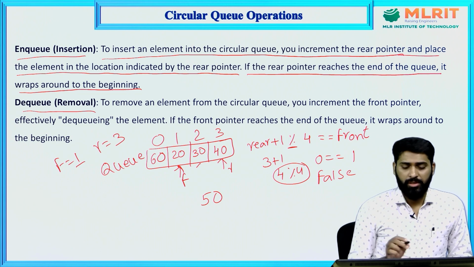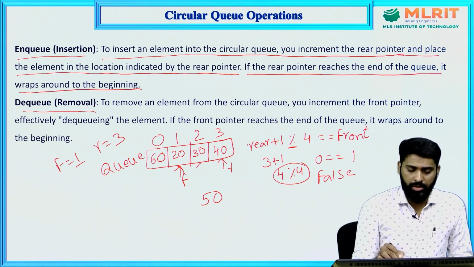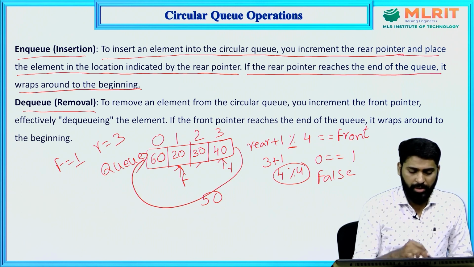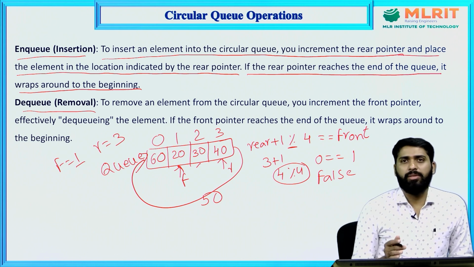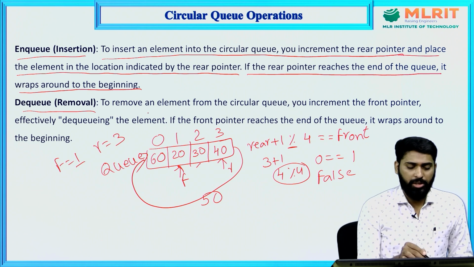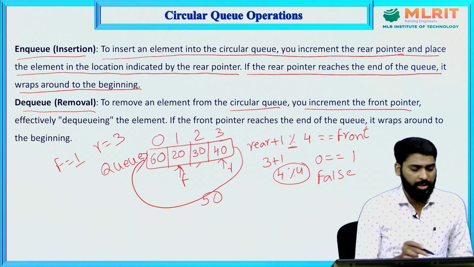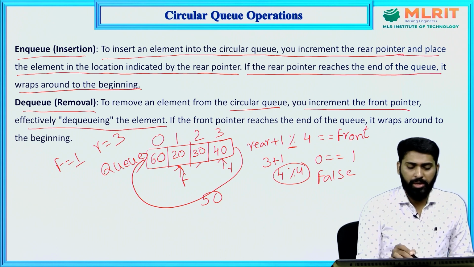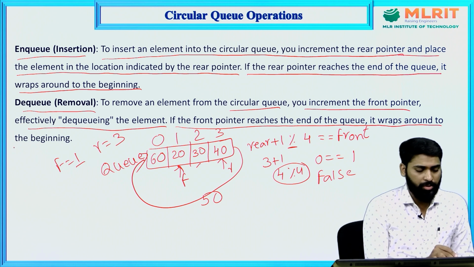Okay. If the rear pointer reaches the end of the queue, it wraps around to the beginning. Now it wraps around to the beginning. Okay, this is the circular queue. And DQ is similar to the normal queue only. It removes an element from the circular queue, increments the front pointer, effectively dequeuing the element. If the front pointer reaches the end of the queue, it wraps around to the beginning.